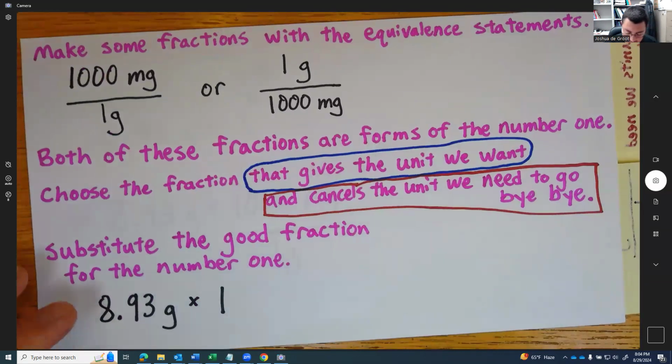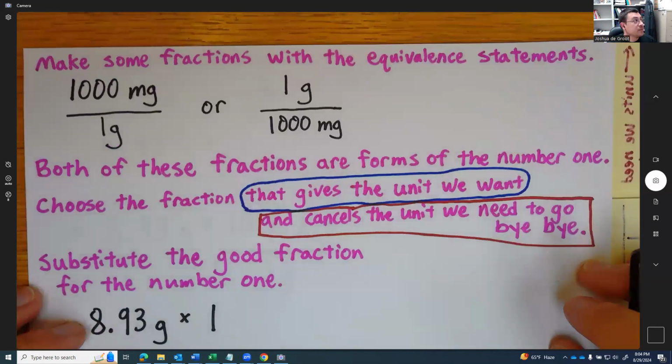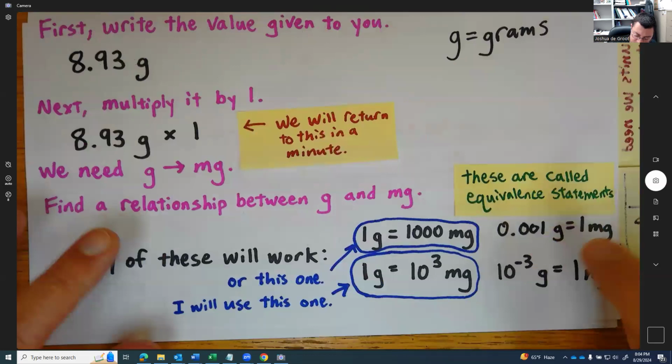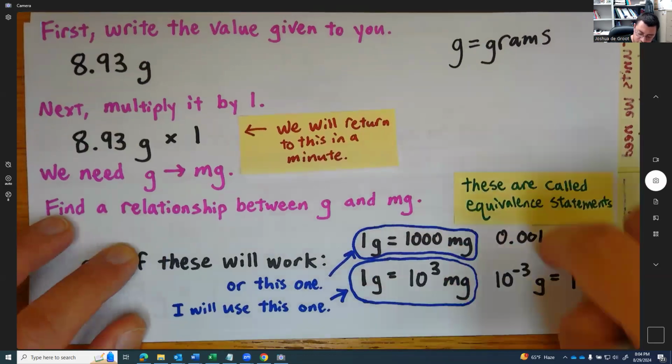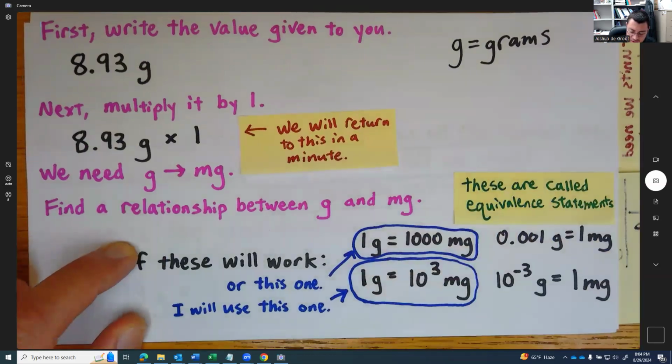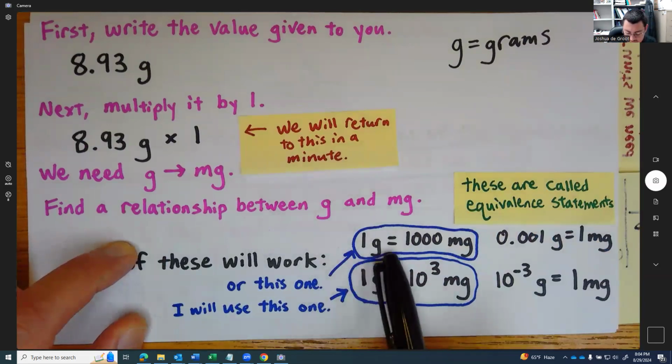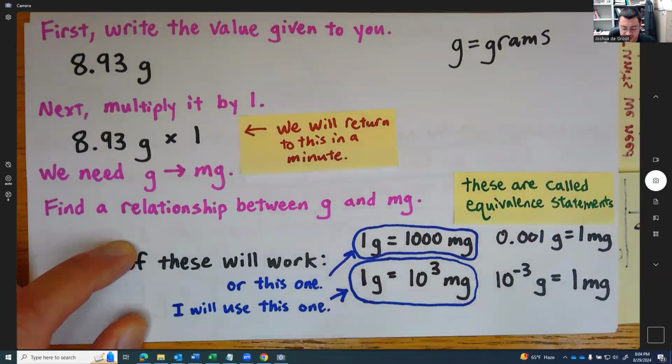So we're going to make some fractions. On the previous page, I had a post-it note here. These statements are called equivalent statements when you show how one number with 1 unit is equal to some different number with some different unit. These are called equivalence statements.